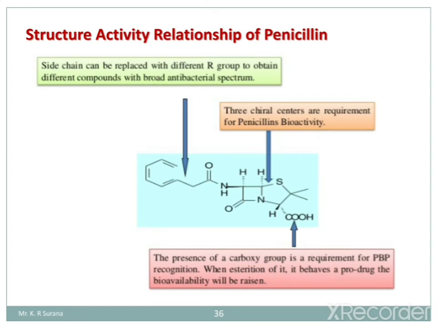So the side chain can be replaced with different R groups. Already we have seen these examples and the classification. At the amide side chain there will be an R group. We have substituted different substituents and obtained different compounds with broad spectrum antibacterial activity. There are 3 chiral centers, which we already discussed in chemistry: C3, C5 and C6. These 3 positions are chiral centers, and these are required for penicillin bioactivity.